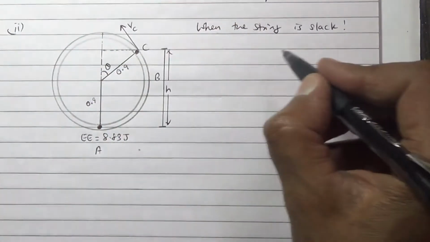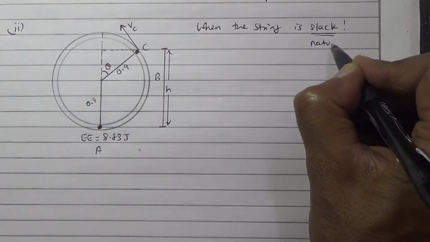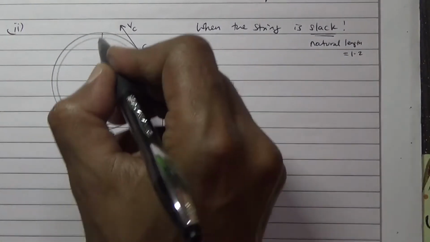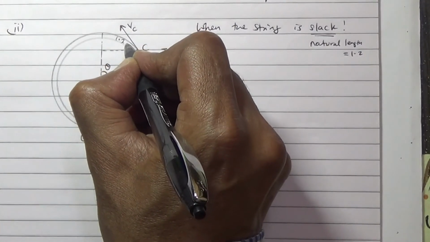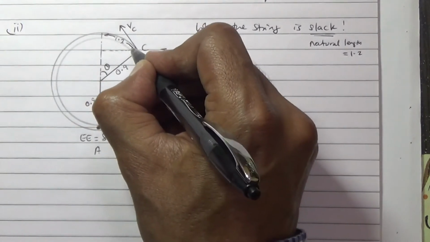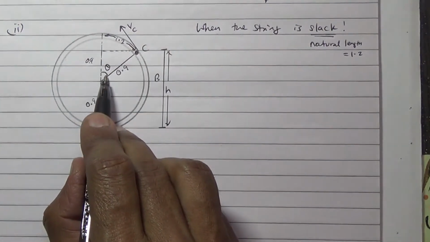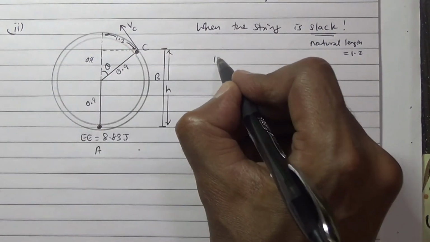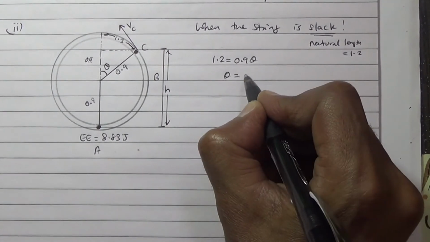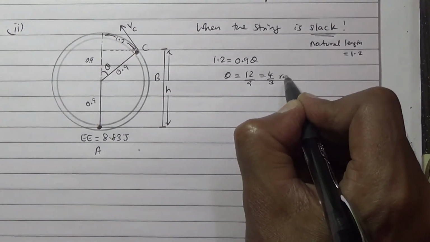When the string is slack, it's going to return to its natural length. Natural length is 1.2, so with that here, 1.2, this is the length of the string now. It's slack, it's not moving up anymore. And I can use circular measure to find theta. So arc length, which is 1.2, is equal to 0.9 theta, meaning that theta is equal to 12 divided by 9, and that's going to be 4/3. So I got that angle in radians.